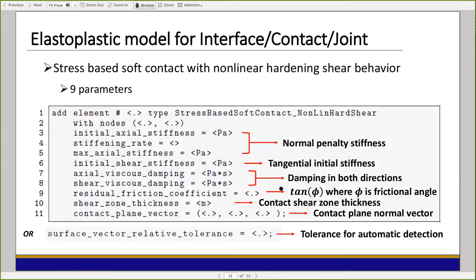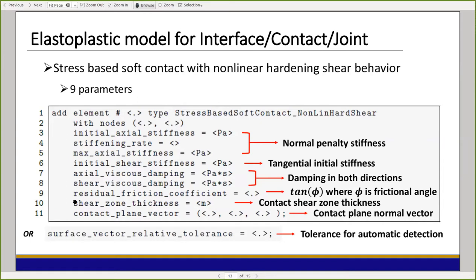And in Real Easy, there is a DSL that you can use for this stress-based soft contact with nonlinear hardening shear behavior. For this model, we're going to have 9 parameters. The first 3 parameters will control the normal direction penalty stiffness behavior. We also have a parameter called the initial shear stiffness, which is the initial tangential stiffness of the shear behavior in the shear direction. And we also have 2 parameters for the damping in both the normal and shear directions.